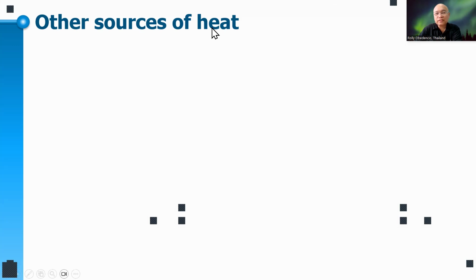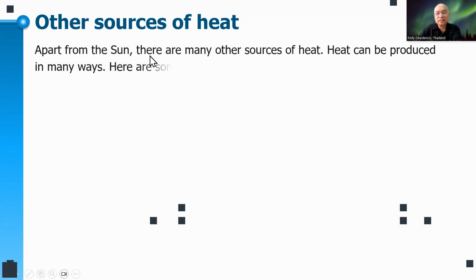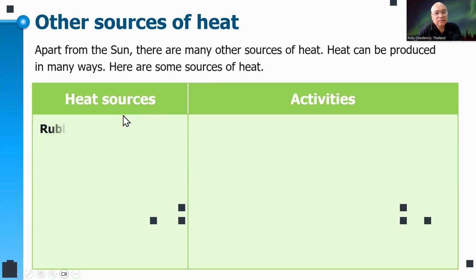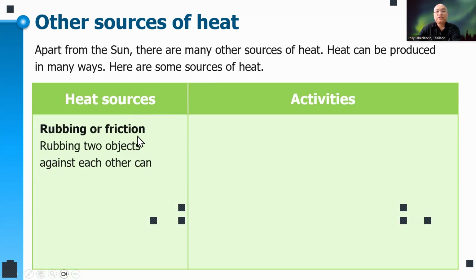There are other sources of heat. Apart from the sun, there are many other sources of heat. Heat can be produced in many ways. Here are some sources of heat. Rubbing or friction. Remember last time we rubbed our hands?